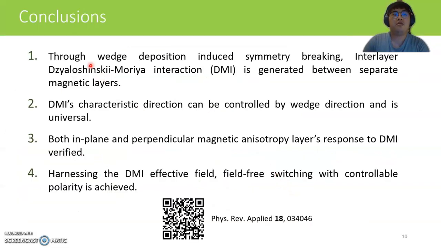So here is my conclusion. Through wedge deposition induced symmetry breaking, interlayer DMI is generated between separate magnetic layers, and the DMI's characteristic direction can be controlled by the wedge direction and is universal. Both in-plane and perpendicular magnetic anisotropy layers' responses to DMI are verified. And lastly, and most importantly, by harnessing the DMI effective field, field-free switching with controllable polarity is achieved.